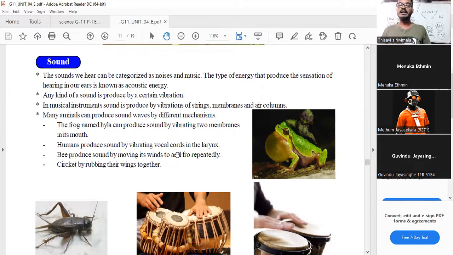The frog named Hyla can produce sound by vibrating two membranes in its mouth. Hyla is a small frog, but for its size, it can produce a huge sound. Humans produce sound by vibrating vocal cords in the larynx, the sound box. Bees produce sound by moving their wings to and fro repeatedly. Very fast movement of the wings produces the sound of the bee, and the mosquito also. The sound of the mosquito is from the fast movement of its wings. Crickets produce sound by rubbing their wings together.